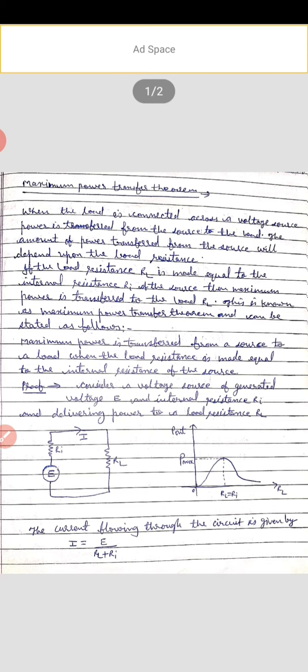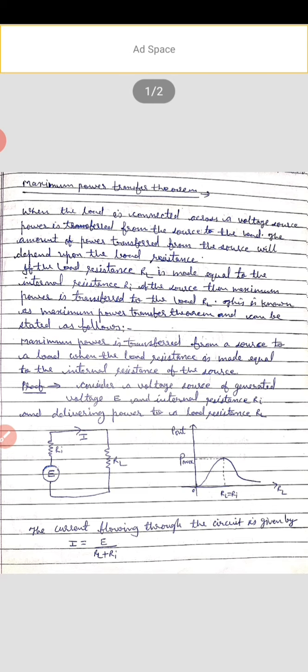and can be stated as follows. Maximum power is transferred from a source to a load when the load resistance is made equal to the internal resistance of the source. That means if RL is equal to Ri, then maximum power will be transferred from a source to the load. This is the maximum power transfer theorem, and we can prove it. The proof is as follows.